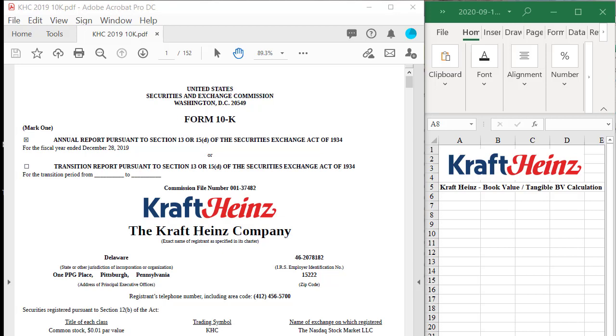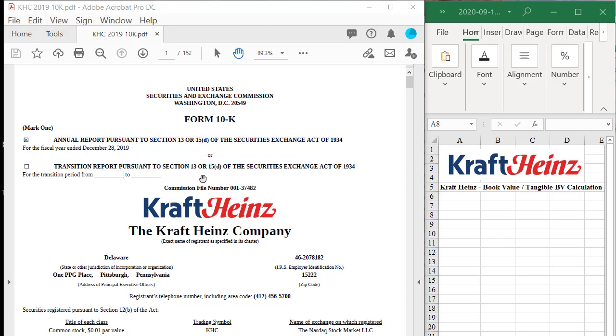In this episode, we're going to try something different. I saw on a value investing social media page someone asking how to calculate tangible book value and the difference between book value and tangible book value. So one of the first companies that came to mind, which I hope is a good example, is Kraft Heinz.